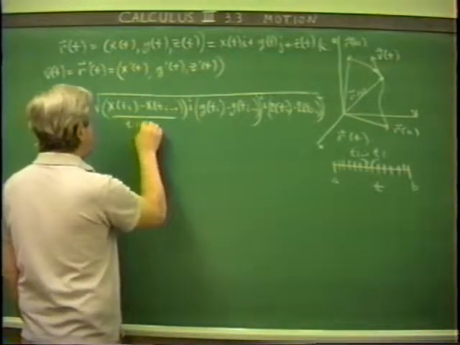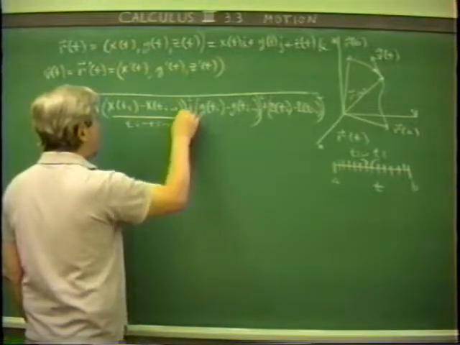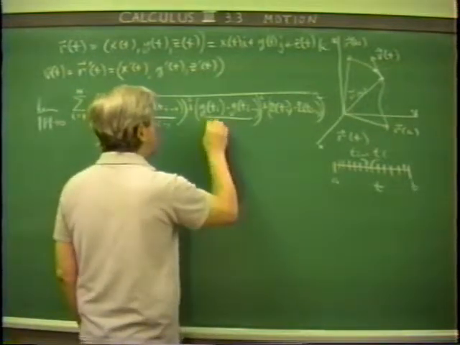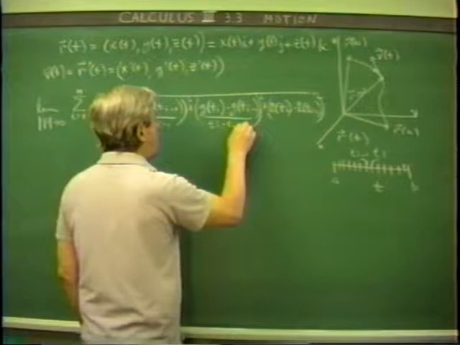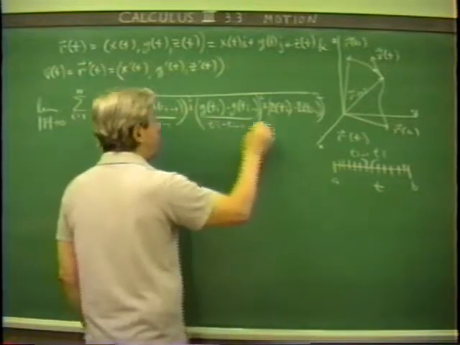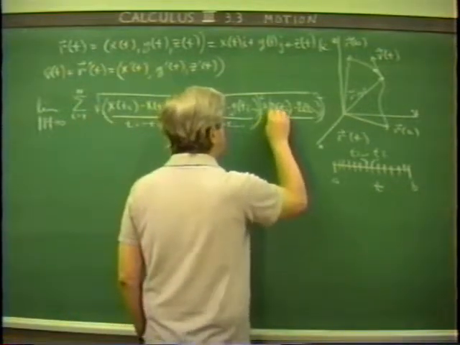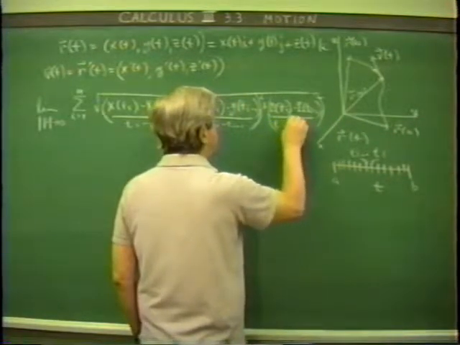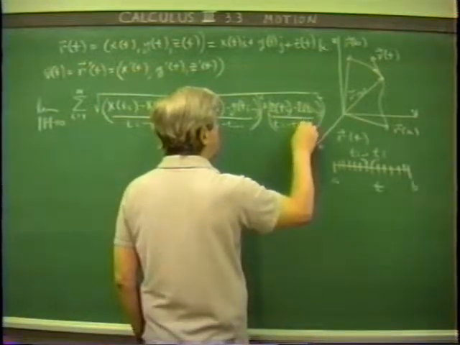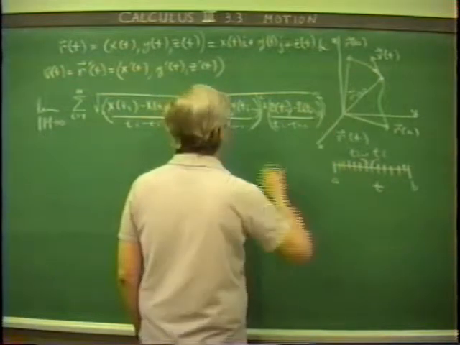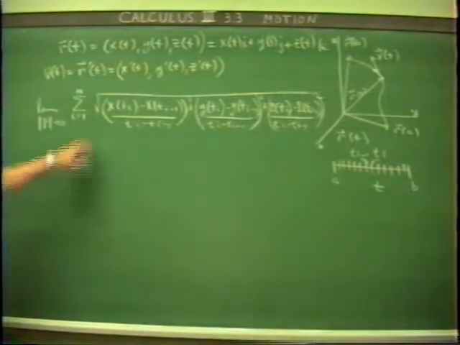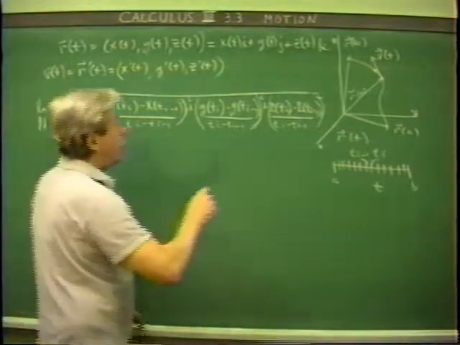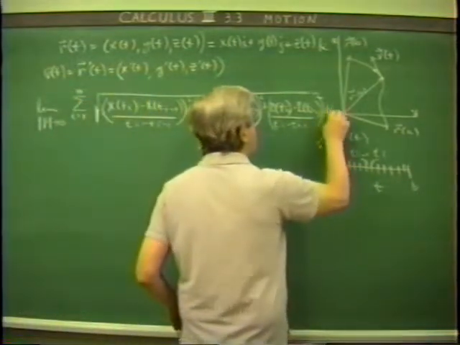Now what we do is we divide inside here by t i minus 1 squared. Likewise here, squared, and here, t i minus 1 squared. Right? To correct for that, what we should do is we should multiply outside of the square root by delta t i.